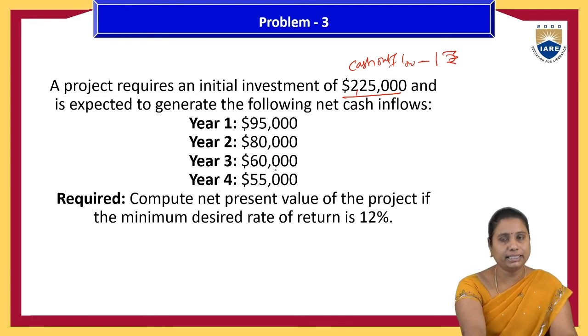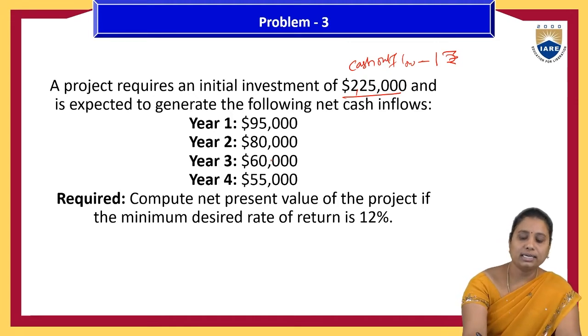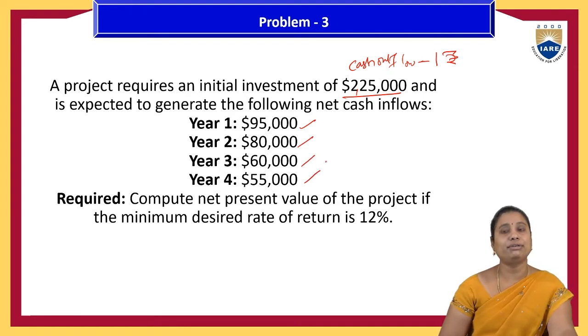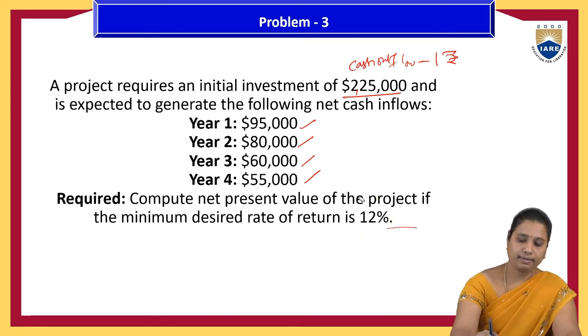Here also I'm trying to explain to you, the project is expected to generate net cash inflows of year 1, 95,000, year 2, 80,000, year 3, 60,000, fourth year, 55,000. The cash inflows are uneven here. And we are required to calculate the net present value of this project if the desired rate of return is 12%.